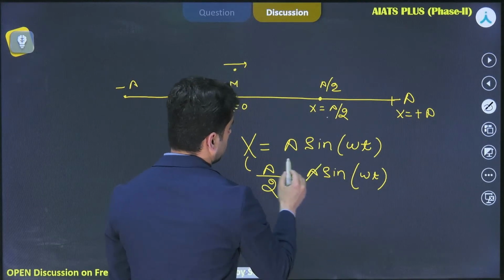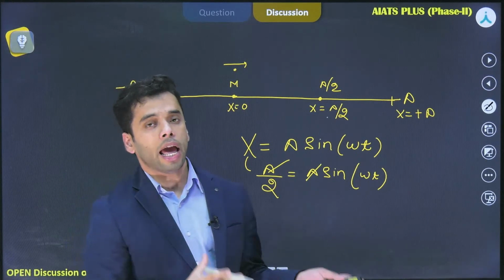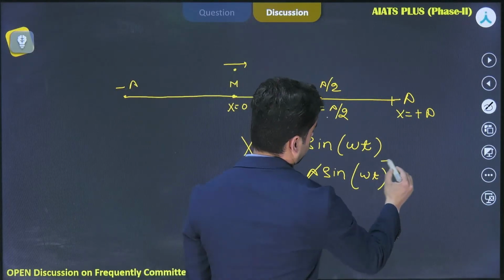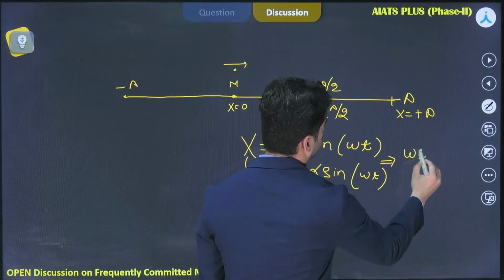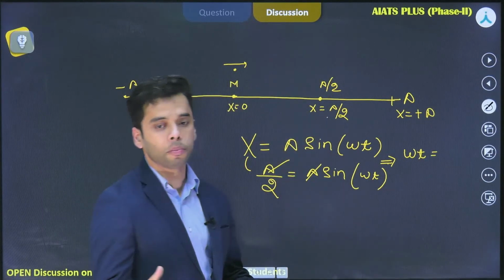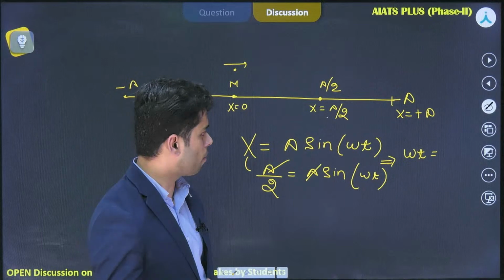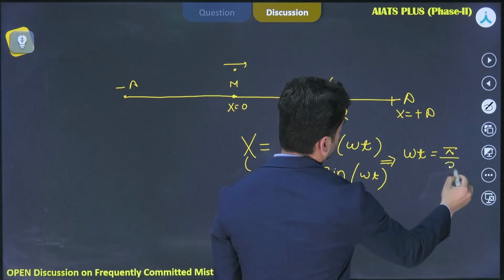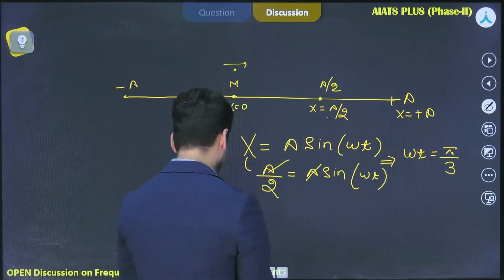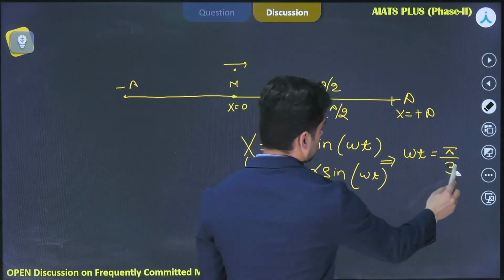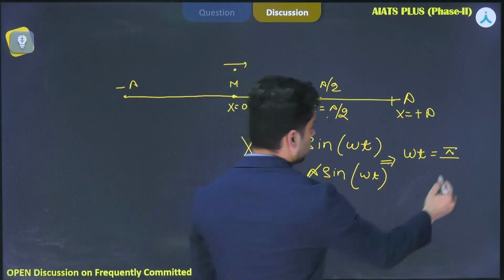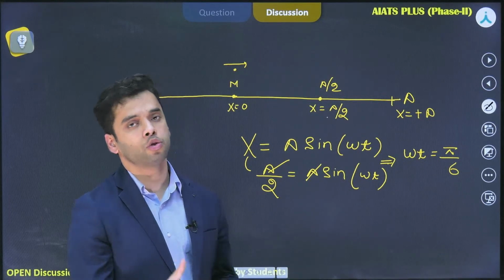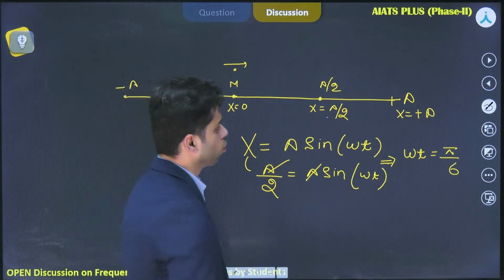I'll cancel this a and a. And what is the value of the angle at which sine is 1 by 2? It's 30 degrees, which means that from here I can write that omega t should be equal to 30 degrees, but it should be in radians. Which means that it should be equal to pi by 6. Sorry, pi by 6, not pi by 3, pi by 6. So omega t is 30 degrees, but 30 degrees needs to be kept in radians. So omega t is coming out to be equal to pi by 6.